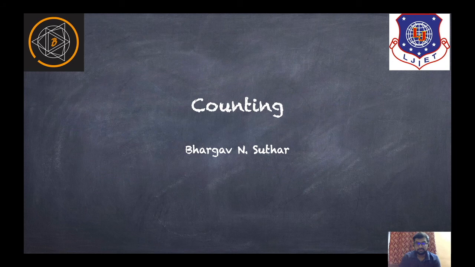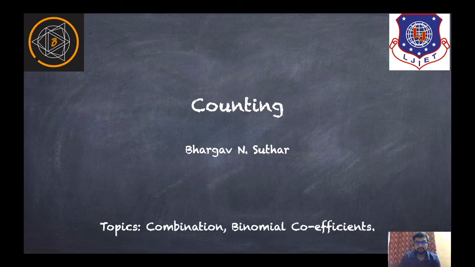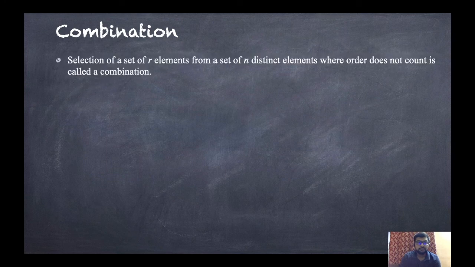Now, in this lecture, we will discuss combination and binomial coefficients. First, let us understand the definition of combination. Selection of a set of r elements from a set of n distinct elements where order does not count is called combination. As we know, in permutation it was arrangement instead of selection. In combination order does not count, but in permutation order matters.